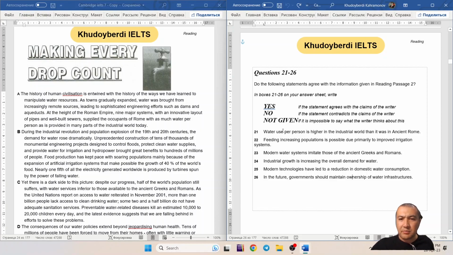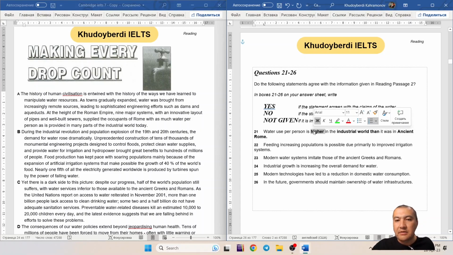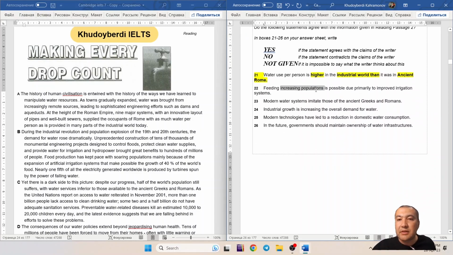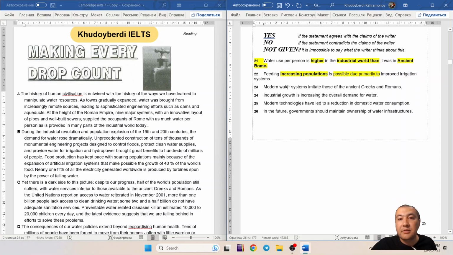The first one is water use per person is higher. So let's highlight the word higher. And where? Industrial world, right? It's about the industrial world and then ancient Rome. So it's somehow telling that the rate is higher compared to ancient Rome. All right, the next one, facing increasing populations, just possible due primarily to improved irrigation. So it should be possible just because of the irrigation system, right? The next one, modern systems imitate those of the ancient Greeks. So ancient Greeks could be a perfect location for us. It's a good locator, right? And they are imitating. And industrial growth is increasing overall demand for water.